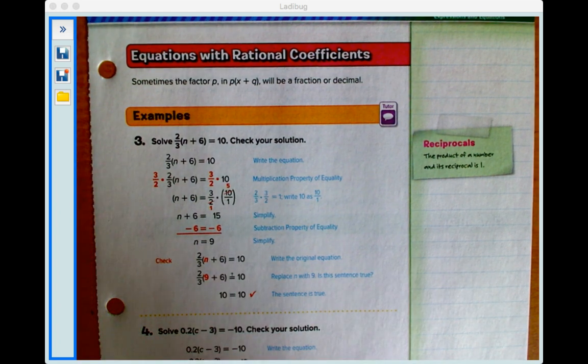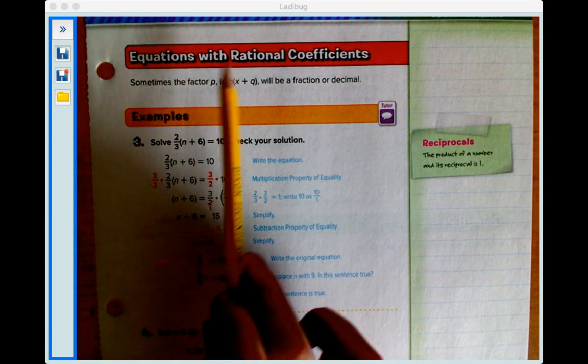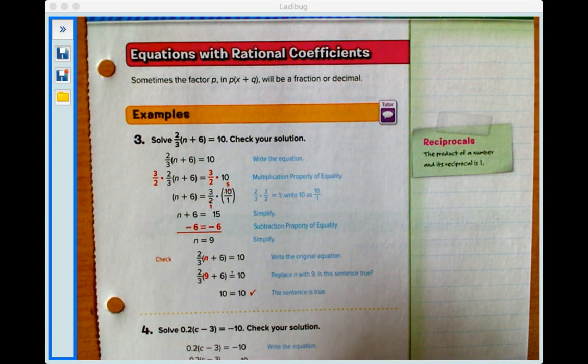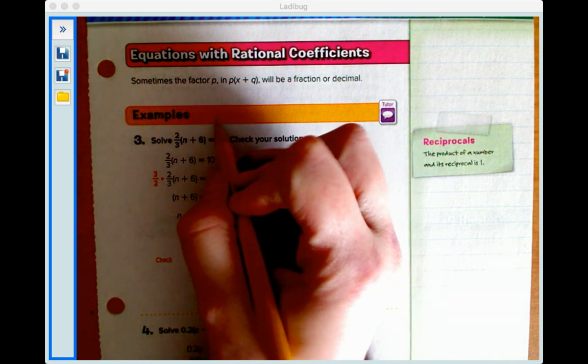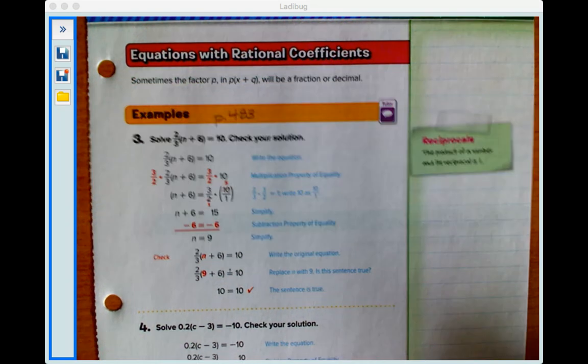All right, well, I mentioned it before. We're on two-step equations, this time with rational coefficients. That means, yes, your favorite subject, decimals and fractions. So we are on page 483. Examples D, E, and F are down at the bottom.